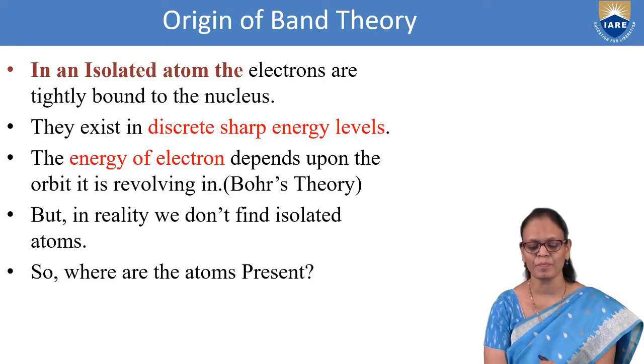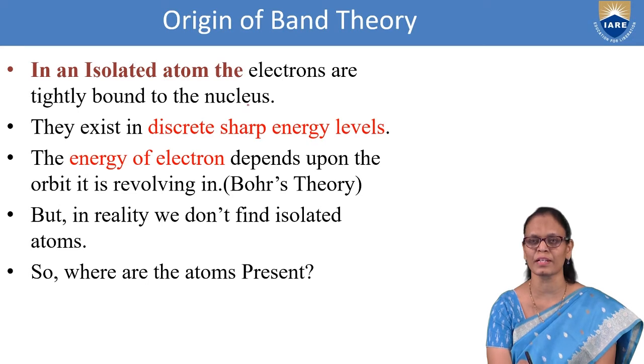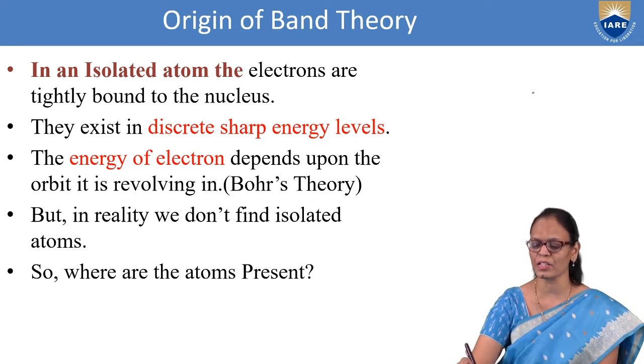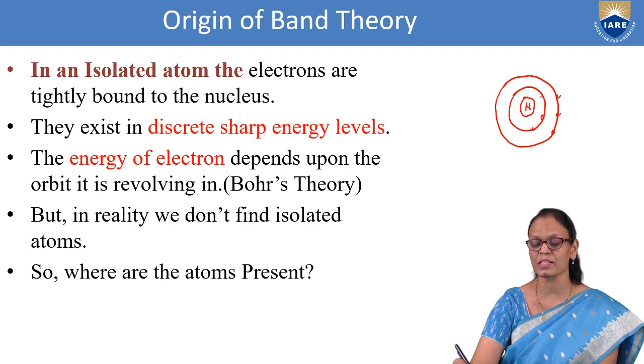Now, whenever we are talking about atoms, we are saying that in an atom, there are electrons, and these electrons are tightly bound to the nucleus. So whenever we have to show a particular atom, we give the representation: there is a nucleus at the center and electrons revolving round the nucleus in fixed orbits. And the energy of these electrons is fixed. That is what we understand.